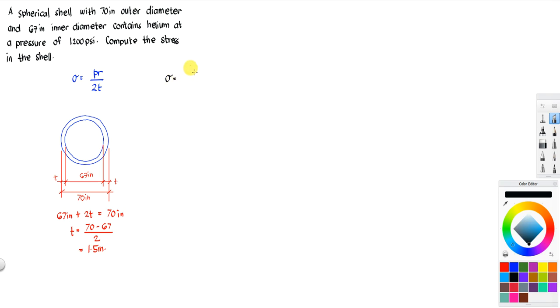And then we can now solve for the stress. We have P, which is 1,200. The radius, we can have as the inner diameter divided by 2, so 67 all over 2, all over 2T, where the thickness is 1.5. So the stress is 1,200 times 67 over 2 over 1.5, which gives 13,400 psi. So this is now the answer for the first problem.